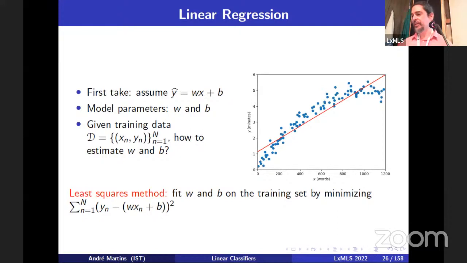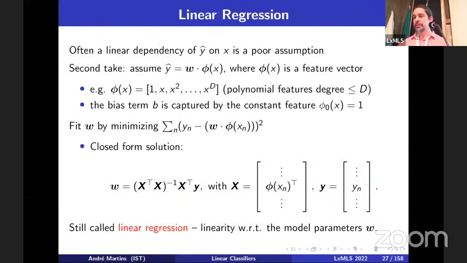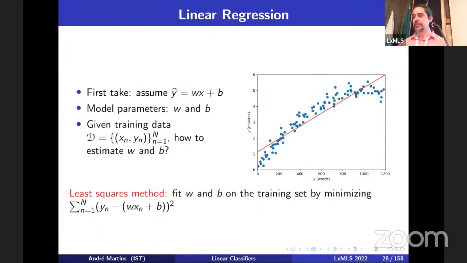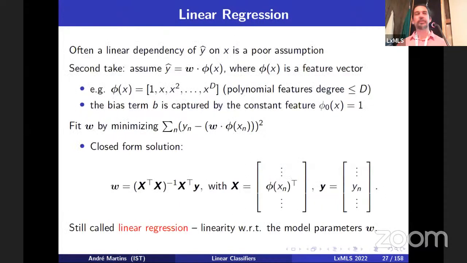It's not going to be bad. I think we can do something decent. But for example, if you get an X which is very long, maybe we are going to overestimate the amount of time. Okay, so often if you just do this, it might be a poor assumption. So we can do a little bit better.